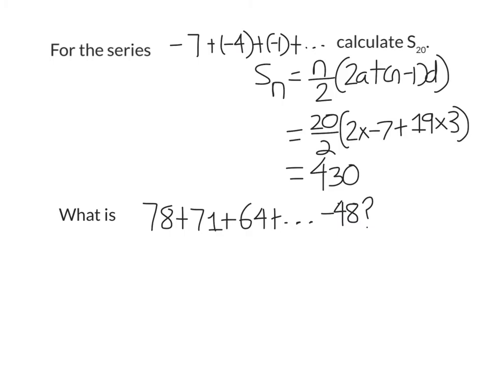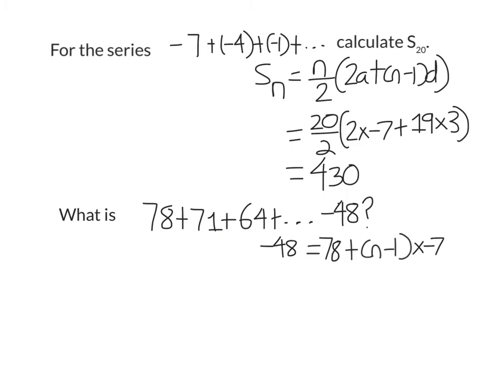So I know that Tn equals a plus n minus 1 d. That works for any arithmetic sequence. This is an arithmetic series because we're going down by 7 each time. So I can substitute a for 78, d for -7, and Tn for -48, and then I'll solve for n. I want to find the value of n that makes Tn equal -48. That's the same as finding which number term is equal to -48.